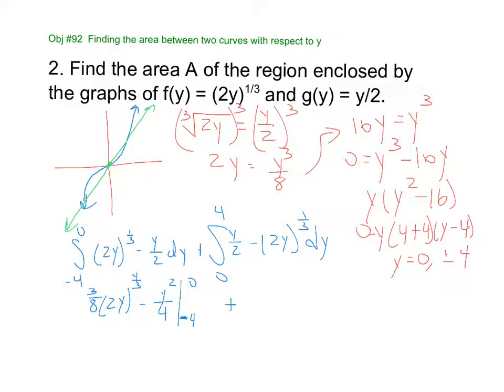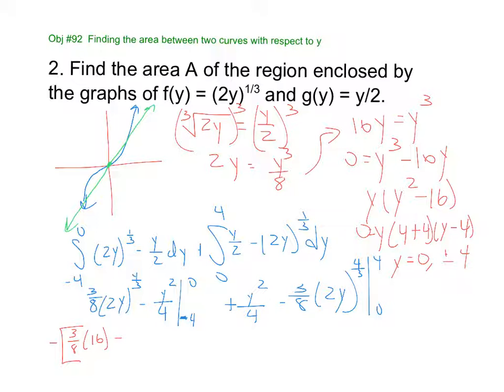And then over here, y squared over 4 minus 3 over 8 times 2y to the 4/3 from 0 to 4. Ugh, this one's going to be annoying to plug into. Okay, if we plug in 0, we get 0, so that's nice. Minus, we plug in -4, that's 3 over 8. The cubed root of -8 is -2. -2 to the 4th is 16.